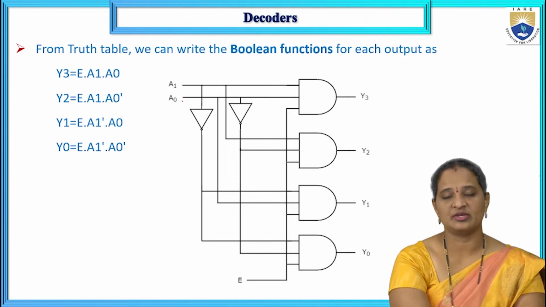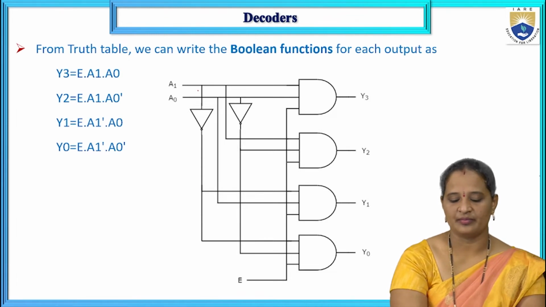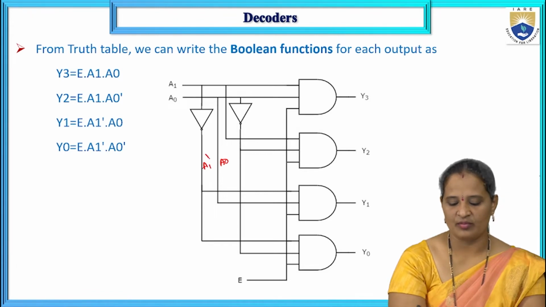Based on these Boolean expressions, we can draw the logic circuit. First I am taking A0 and its complement. Next, A1 and its complement. So this line is A0, and this line is A1 complement.